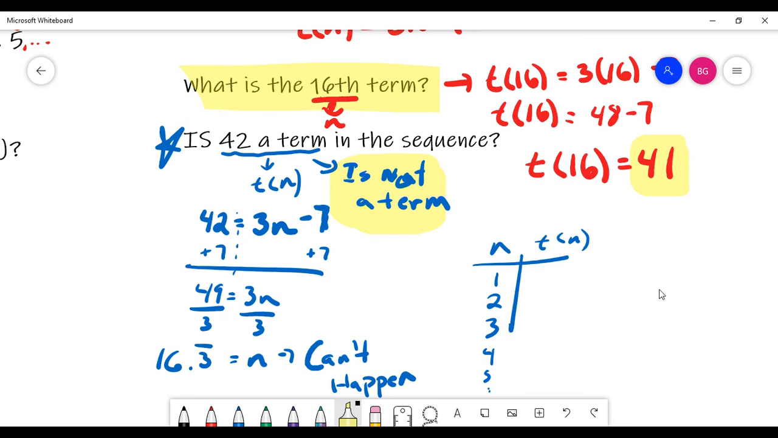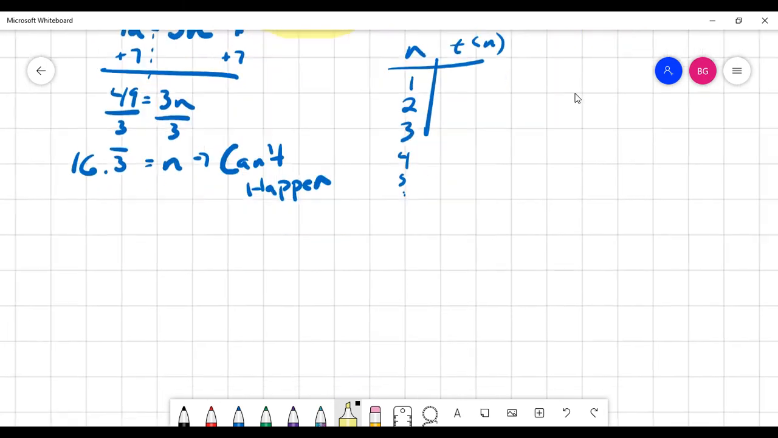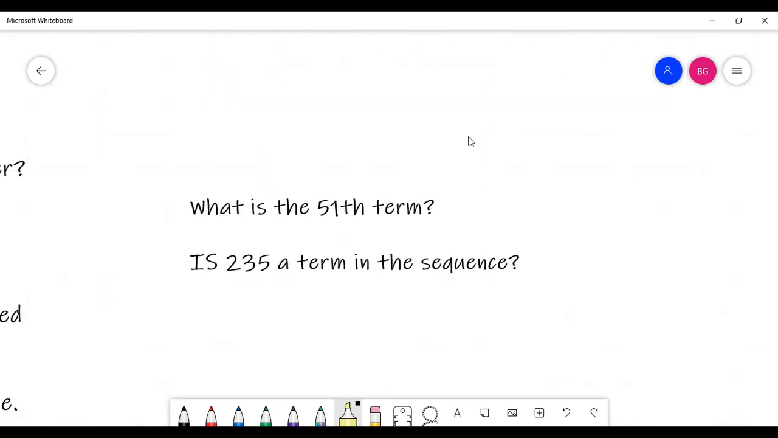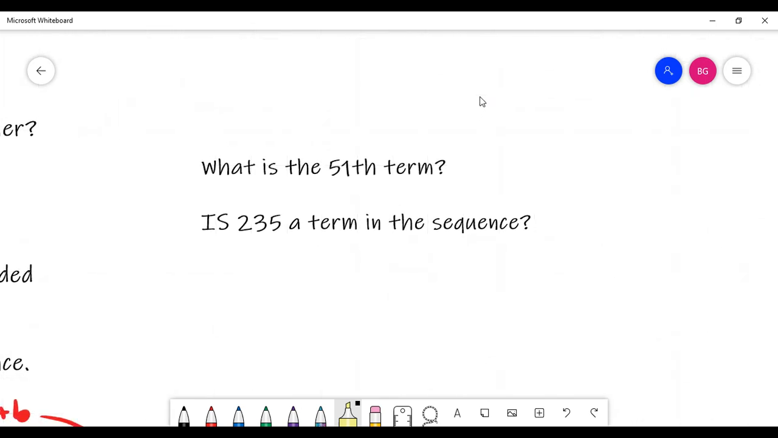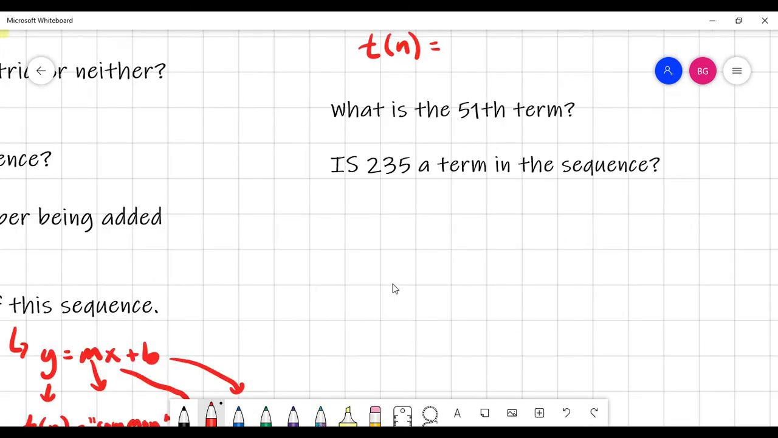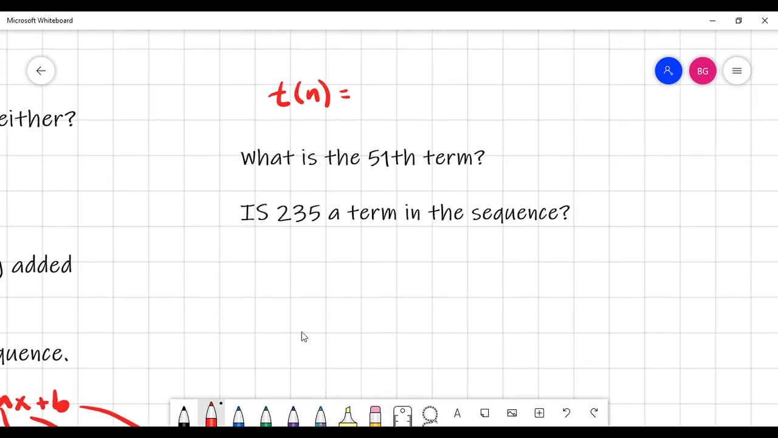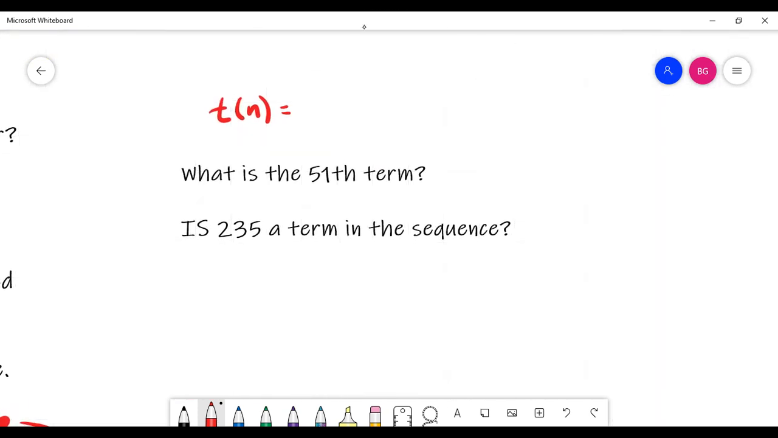All right, so don't worry, I didn't leave you hanging. You're going to have one to try out yourself now. This one is from the problem that we started with, the very first problem, where our equation was t of n equals 4n minus 13.